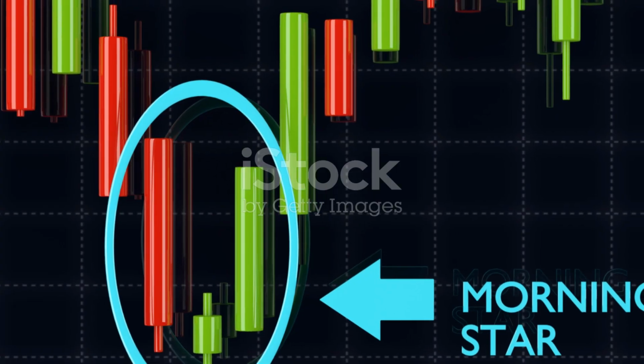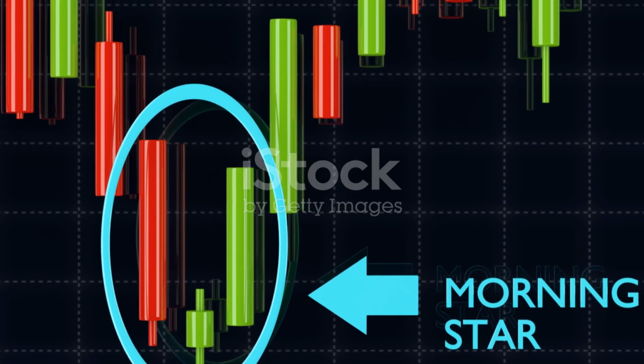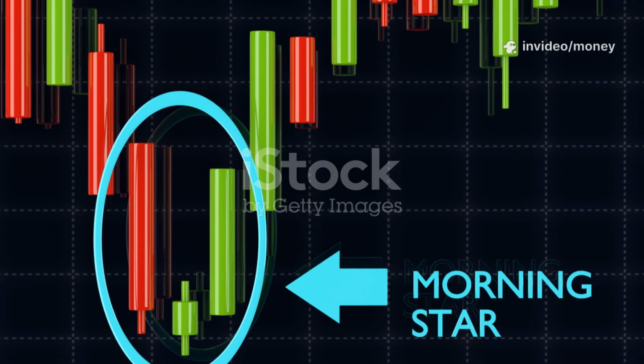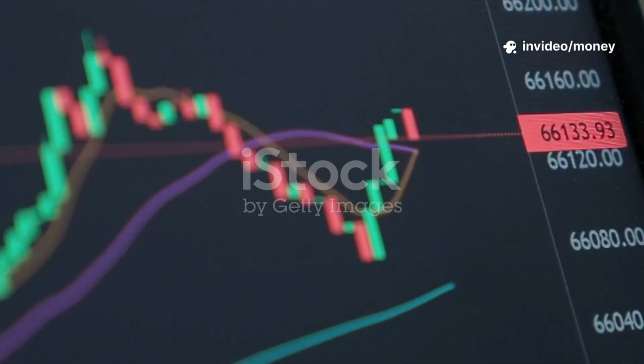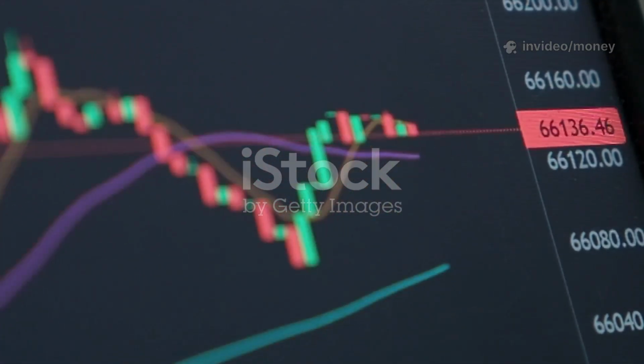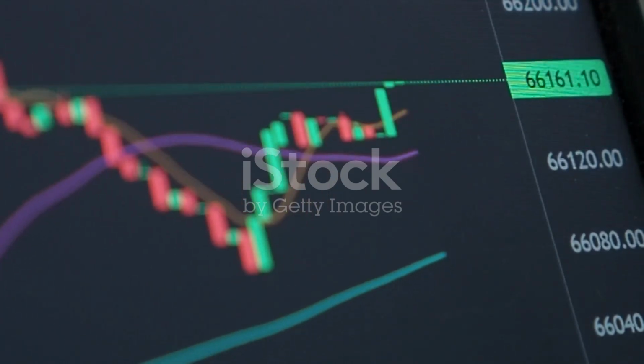The rounding bottom, also known as a saucer bottom, is a bullish reversal pattern that signals the end of a downtrend. The pattern looks exactly like its name suggests, a gentle, rounded curve at the bottom of a price chart, like the bottom of a bowl or a saucer.